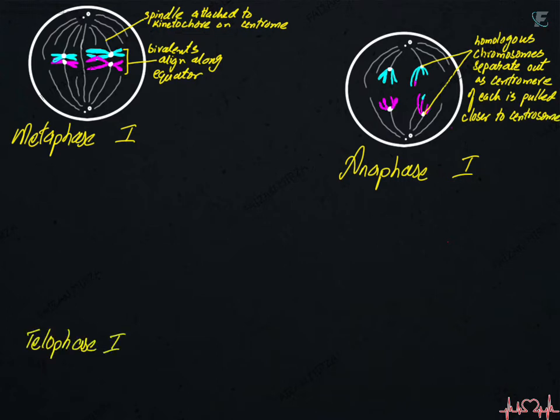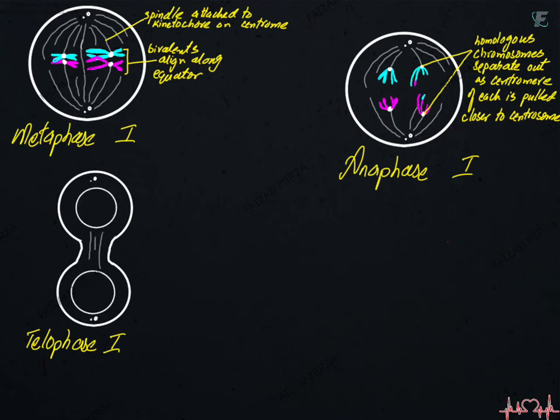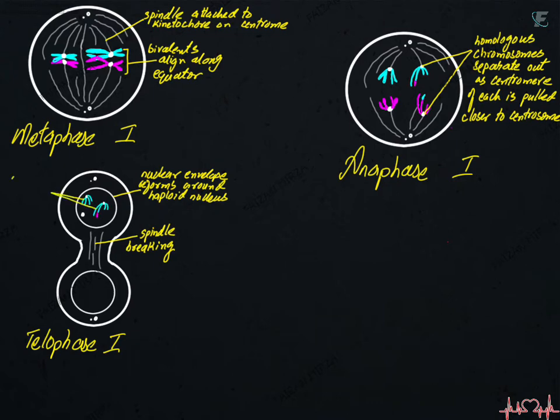What follows is telophase 1. In telophase 1, we see that the nuclear envelope starts to reappear and eventually it's fully formed. The spindle is breaking here. These are the remnants of the spindle which was formed initially. The nuclear envelope is fully formed around the haploid nucleus now. Haploid, why? Because the homologous pairs have been separated.